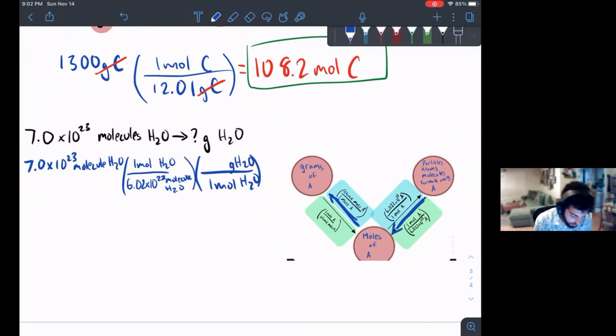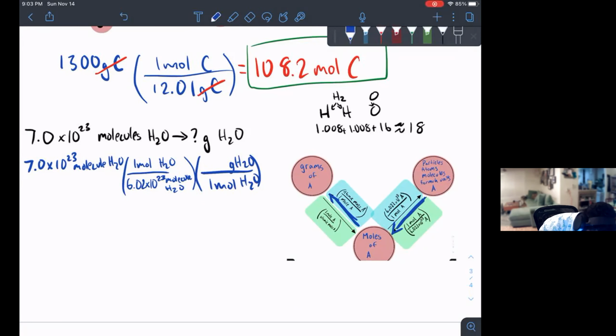This one's a little tricky. For those that don't yet understand how this works, the atomic mass of H2O is an H, and an O. That's what the H2 means. And the O. So each H is 1.008, 1.008, and the oxygen is 16. So we're just going to add these up. That's going to be about 18. I'm not really going to do the small numbers. So I'm just going to throw 18 in for my atomic mass.